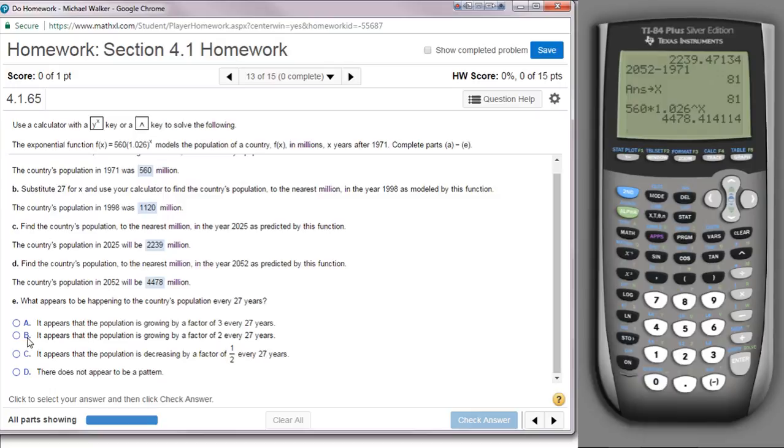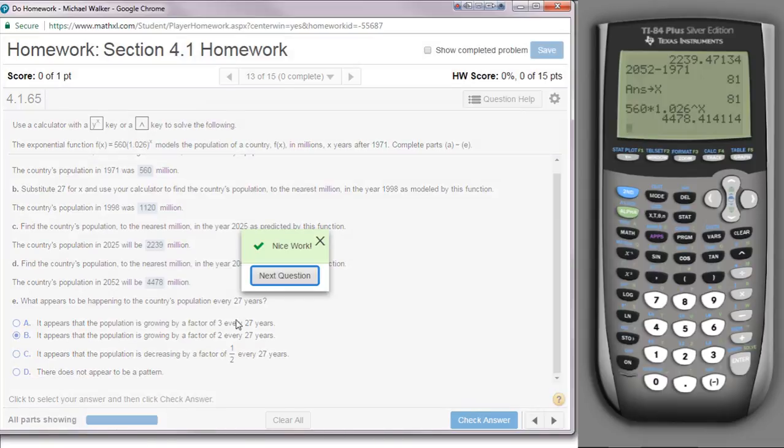We've got one more part here. It says, what will be happening to the country's population every 27 years? It appears that the population is growing by a factor of 2. It's doubling, 560 to 1,120 to almost double every 27 years. That's our pattern. Great.